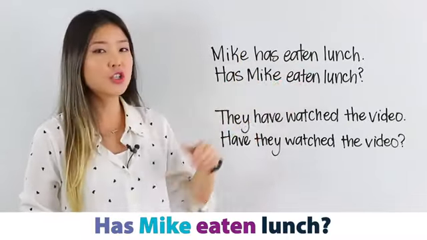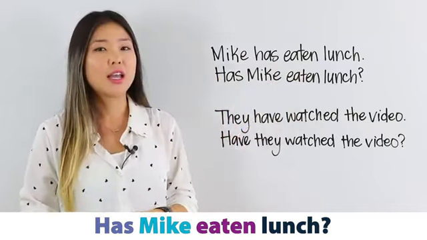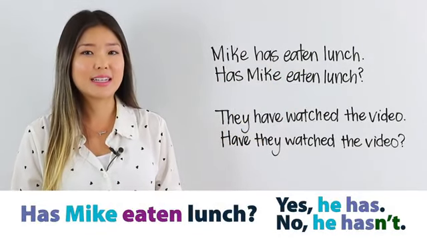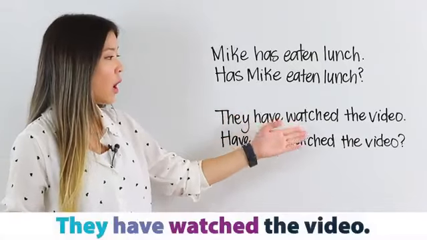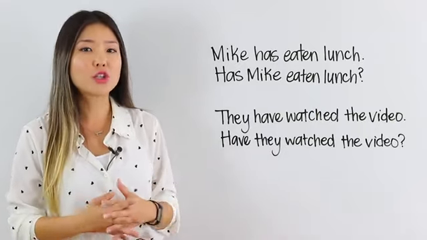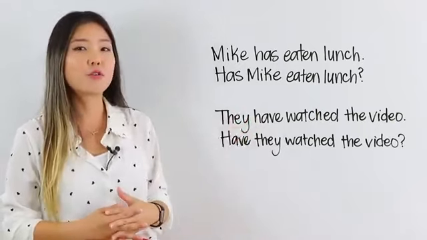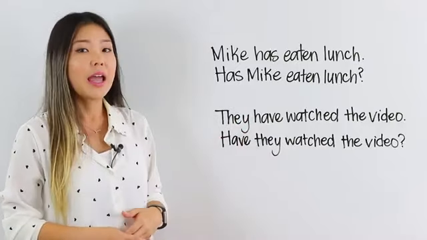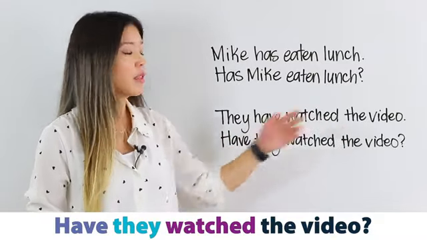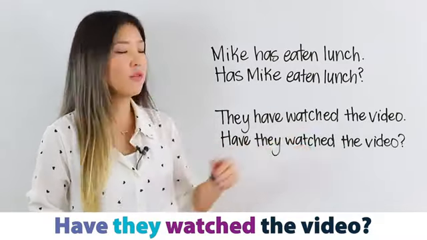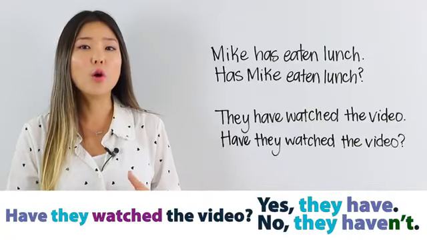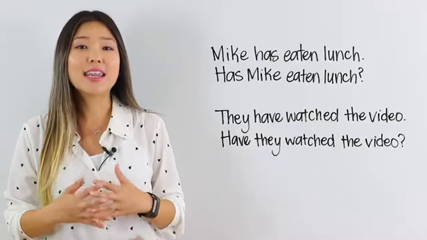Has Mike eaten lunch? And you can answer by saying, yes, he has, or no, he hasn't. The next sentence says, they have watched the video. This is a statement. If we want to turn it into a question, again, we change the order of the first 2 words. Have they? And the past participle verb stays in the same place. Have they watched the video? You can answer this question by saying, yes, they have, or no, they haven't. Good job, guys. Let's move on.